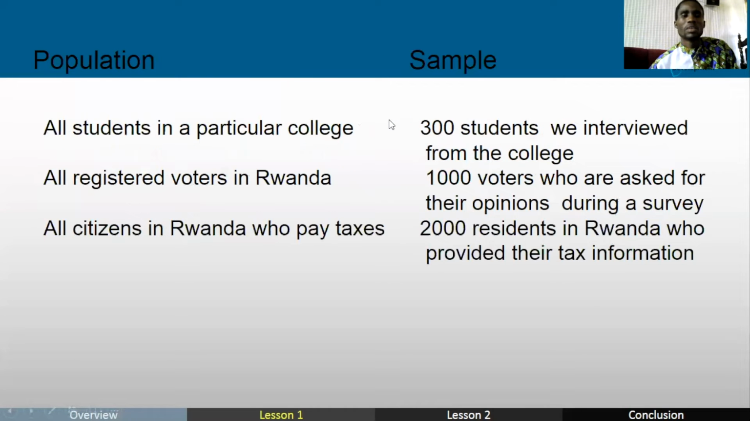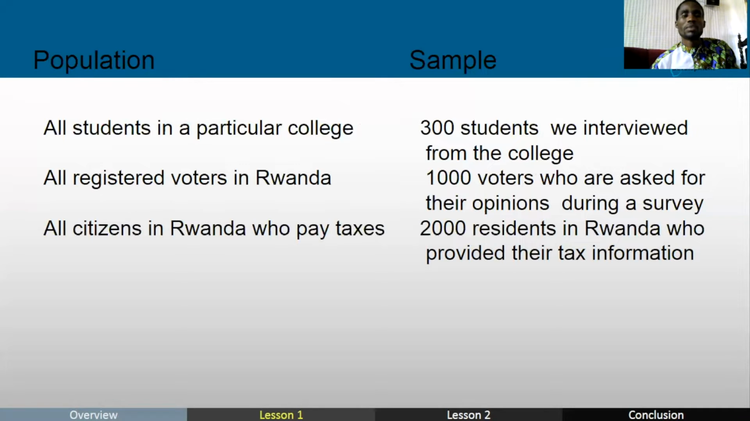Another example that will help us understand sample and population: you want to determine the number of students in a particular college who are interested in football, or soccer. It will be difficult to get information from every student in that college regarding their preference for soccer, but you can get information from 300 students. You interview 300 students and get their preference. So the 300 students are our sample, and all the students in that college are our population.